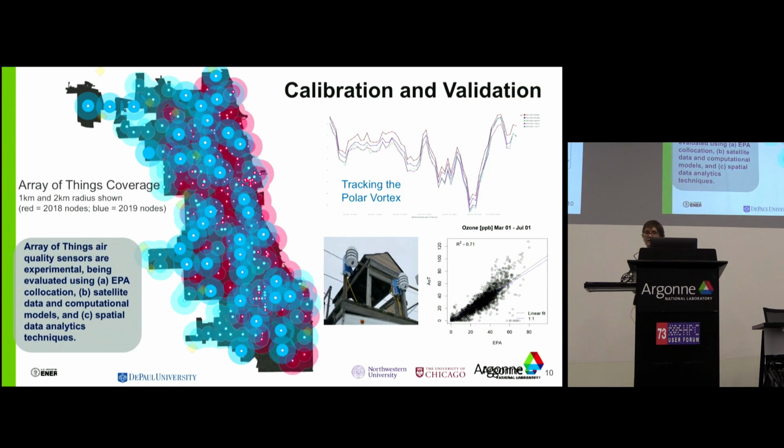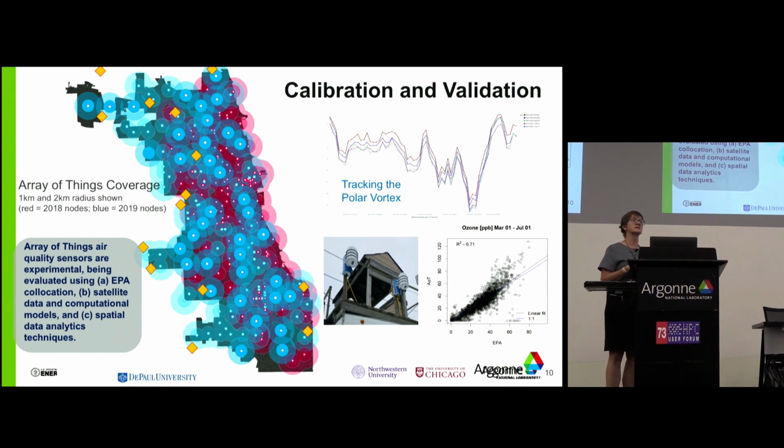So this is a picture of the coverage in the city of Chicago. The red nodes are the nodes that went up in 2018. The blue nodes, some of them are up and some of them will be going up in 2019. And there's two circles drawn here. The small inner circle is a 1 kilometer radius around the node. The larger circle is the 2 kilometer radius around the node. And by the end of this year, 95% of the citizens of Chicago will be living within 2 kilometers of a node. So the nodes are providing rich data about where everybody lives in the city.